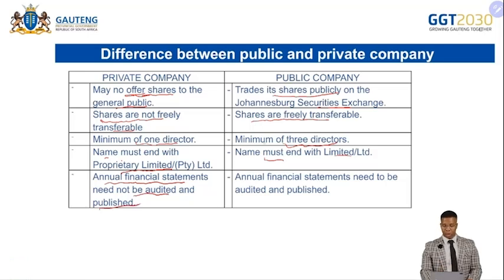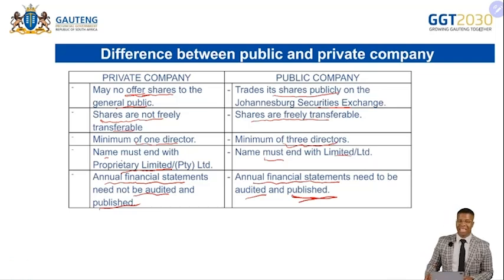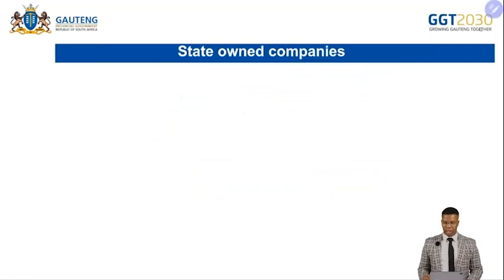But when we are looking into a public company, the annual financial statements need to be audited and published. Why? This is because the people who buy shares for a public company are individuals from the general public. So it makes it necessary for those financial statements to be audited, and for the company to publish them, so that the general public that has invested can have access to those financial documents.